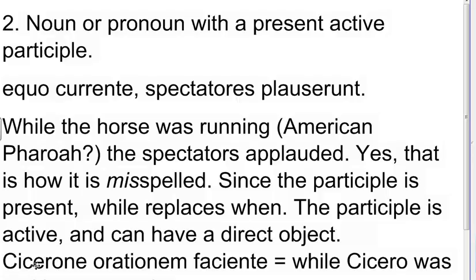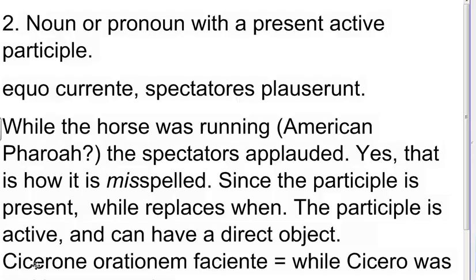And now we have the translation with, I hope, a little regional humor. While the horse was running, and I then say, could we be talking about American Pharoah in the Kentucky Derby and the Preakness and the Belmont Stakes in New York? The spectators applauded. And I might add that the name of the horse is indeed misspelled. Now, since the participle is present, while replaces when, because a present active participle in English, words like running, playing, reading, studying, are continuing actions in the present, and therefore while is much more appropriate than using when.